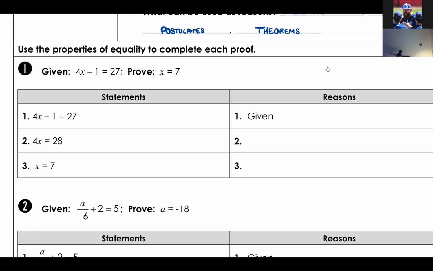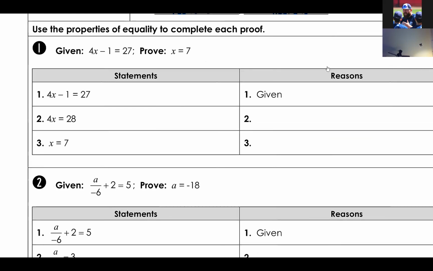So number one, given 4x minus 1 equals 27, they want us to prove that x equals 7. The first line of your proof will always be the problem, the given, and the reason we have it is because they gave it to us. So look at that. You've already got 33% done. Hooray.